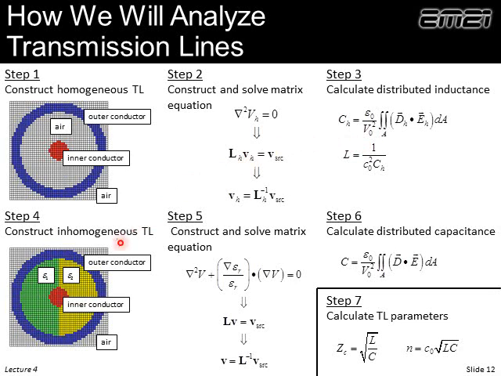Then we do another pass through this. We put the dielectrics back in, we do the same thing all over again, and we calculate our distributed capacitance. Then we can calculate our transmission line parameters. Characteristic impedance and effective refractive index are the two most fundamental ones.